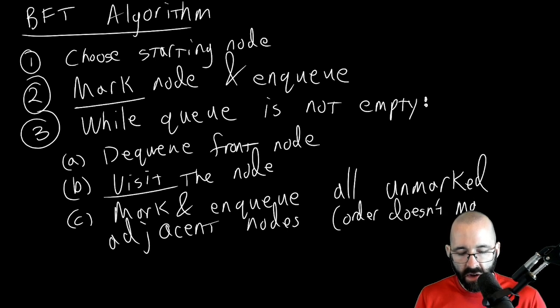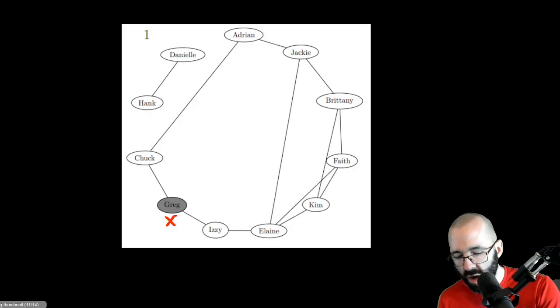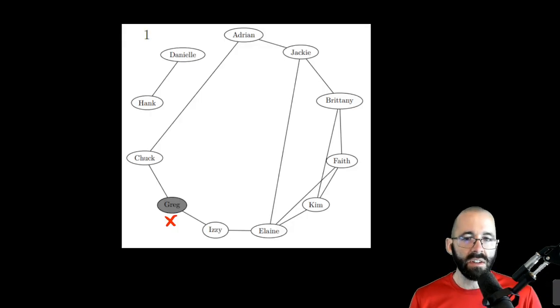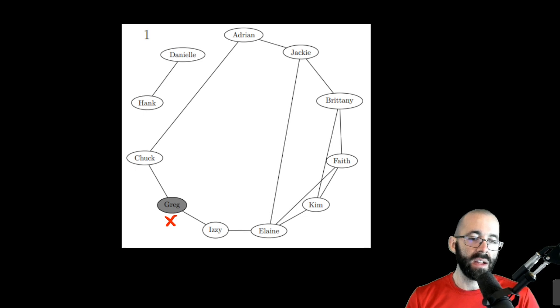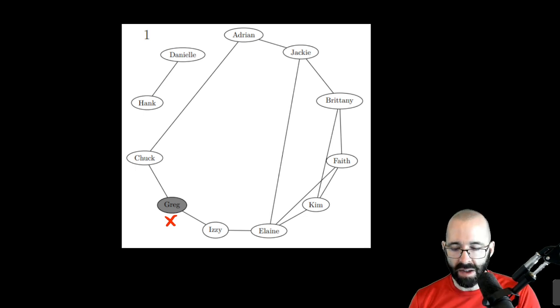All right, so let's go through that. We're going to mark and enqueue all unmarked adjacent nodes. So what are the adjacent nodes? Remember, adjacent nodes are different from connected nodes. Connected nodes are if there's a path between them. Adjacent is if there's an edge between them. So there are only 2 adjacent nodes here, Chuck and Izzy. We've marked them, and now we're going to enqueue them.